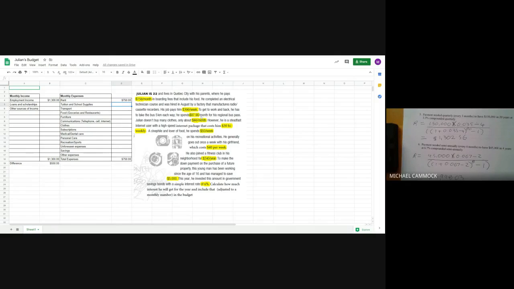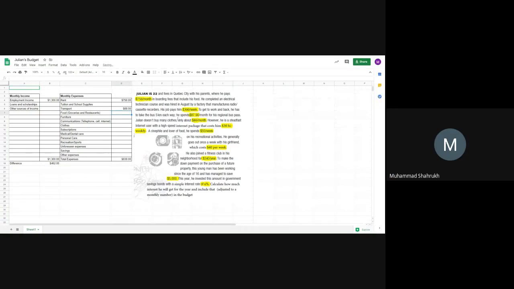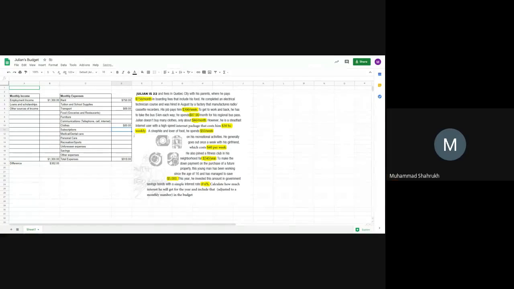$87.50 per month, it says, for transportation, for his bus pass. I'm going to put that in as well for transportation. I'm going to round that to $88 though. When I'm doing budgets, I don't really want to have cents in it. So I'm just going to put $88 there. Okay, so that takes care of that. Clothes, $80 a month for clothes. So we'll put that in as well. So far, so good? Yep.